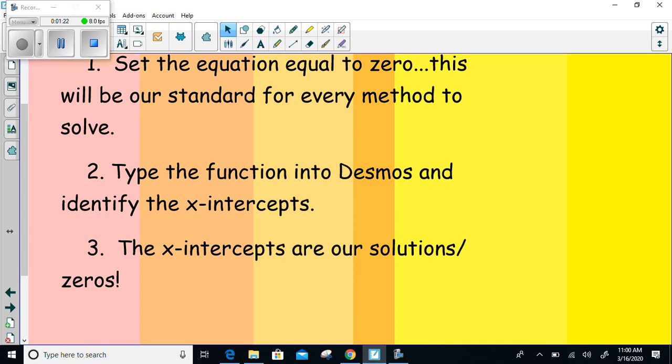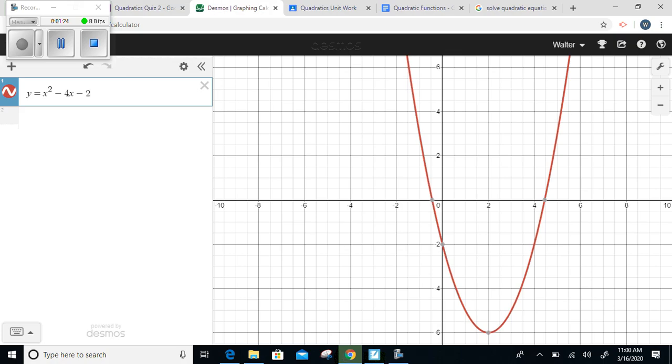Let's go ahead and go over to Desmos real quick. I've already got an example typed in. I've got y equals x squared minus 4x minus 2 typed in. Again, Desmos gives me my graph. All I've got to do is go there, touch it, and we get the zeros of our function. I got negative 0.449 and 4.449. Again, Desmos is going to give us all the information we need.